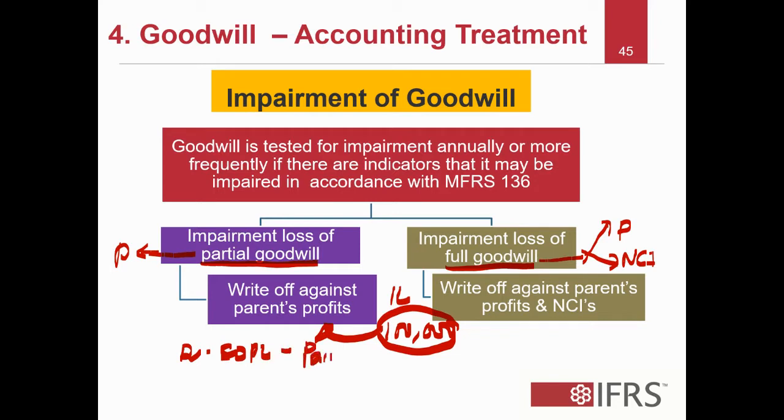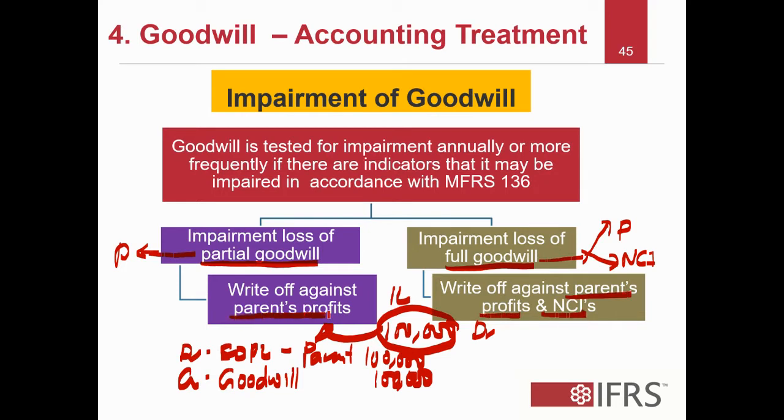P is for parent. And you are going to credit your goodwill. This is the shortcut journal. Goodwill with 100,000, if this is the impairment loss. However, if you recognize full goodwill, and let's say the impairment loss of the full goodwill is also 100,000, the journal entry says that you need to write off against parents' profit and NCI as well.